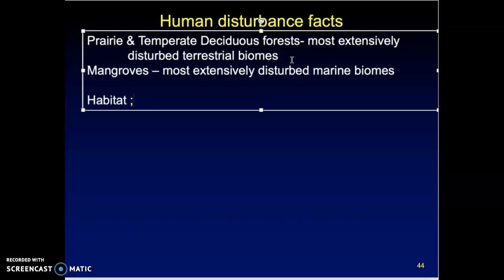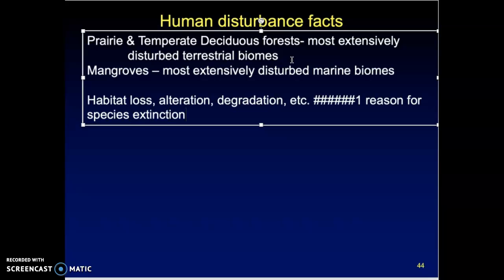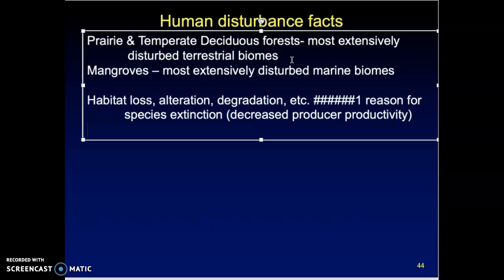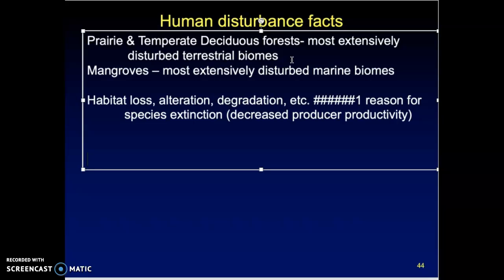Habitat loss, alteration, degradation, etc., is our number one reason for species extinction. Because we're taking away the habitat, we're altering it, we're damaging it, we're destroying it, we're changing it to the point that it's not habitable by the native species. What we've done is we've decreased the productivity of these biomes so much, most native species can't survive there anymore. So huge changes to the ecosystem.